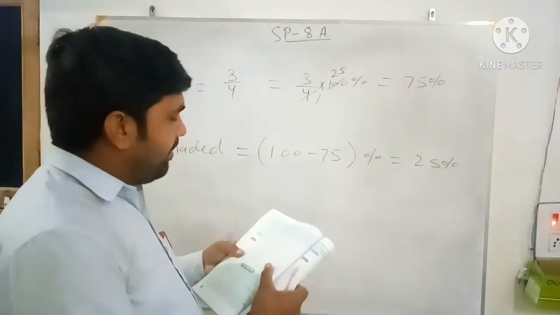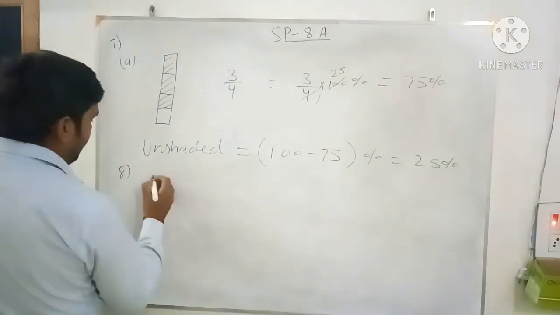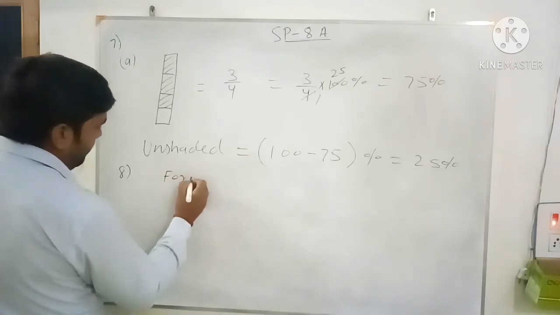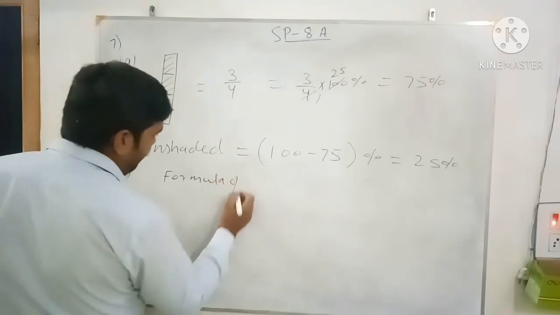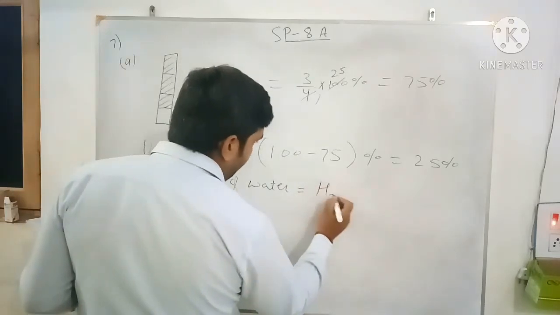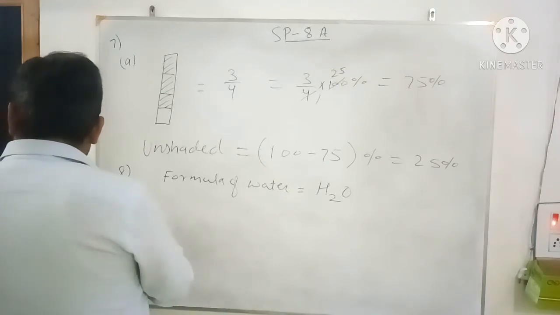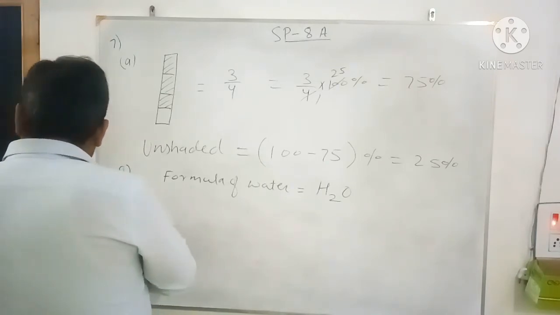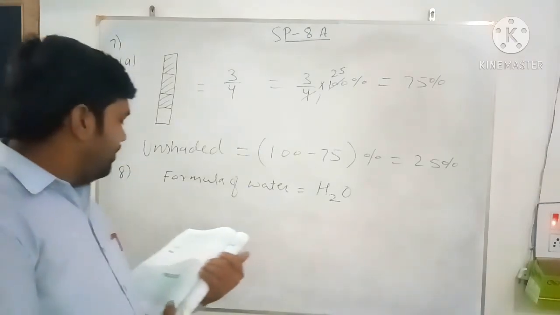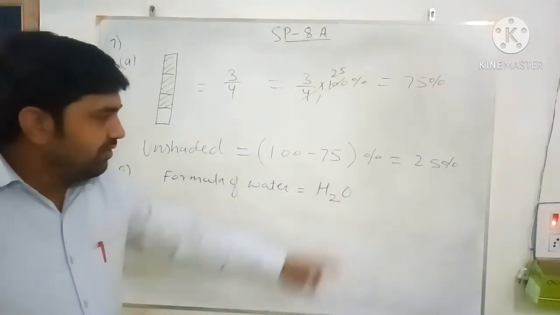A molecule of water is made up of 2 atoms of hydrogen and 1 atom of oxygen. So the formula of water equals H2O. So there are 2 atoms of hydrogen and 1 atom of oxygen. What percent of the atoms of a water molecule is oxygen? So there are 3 atoms and the percentage of oxygen is asked.